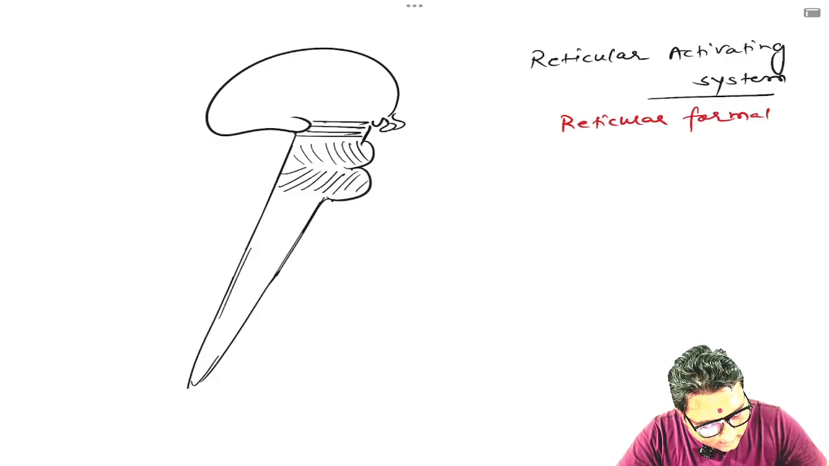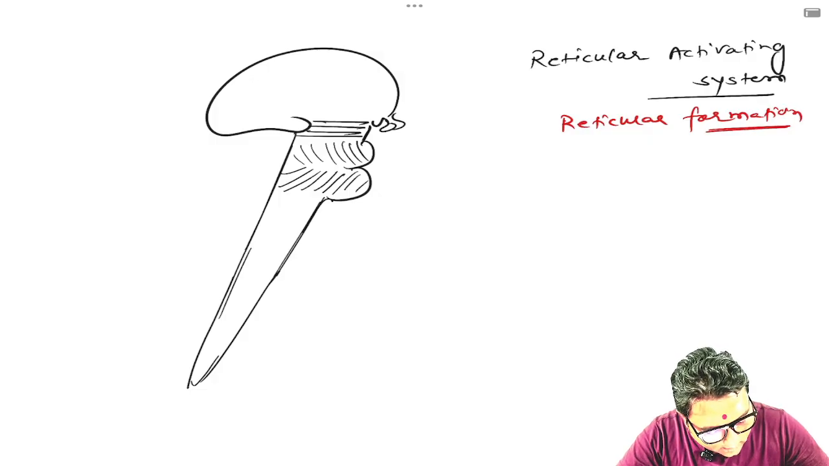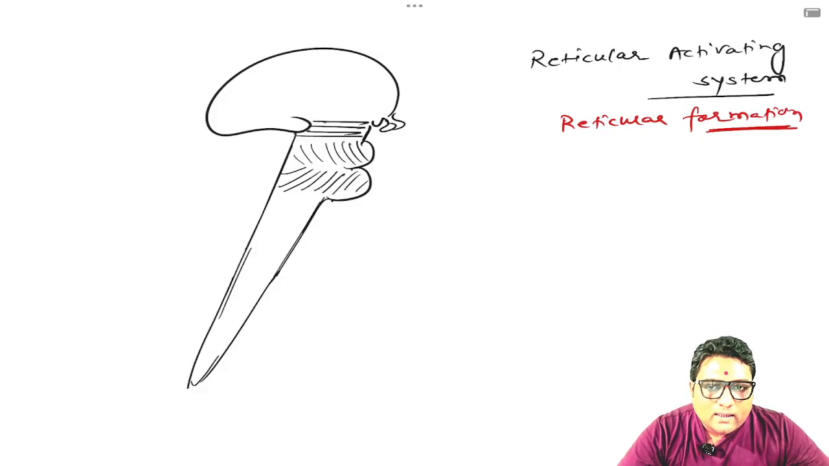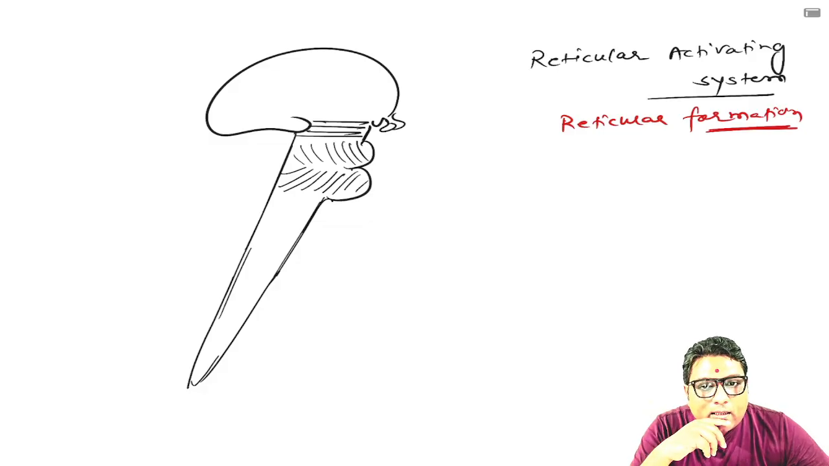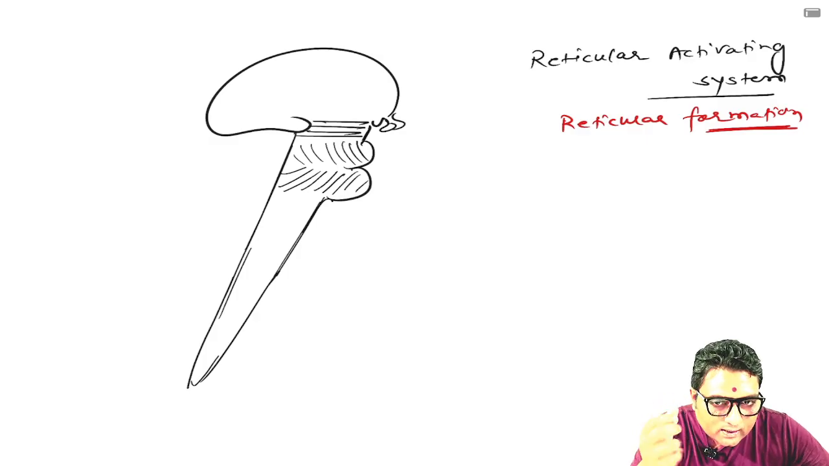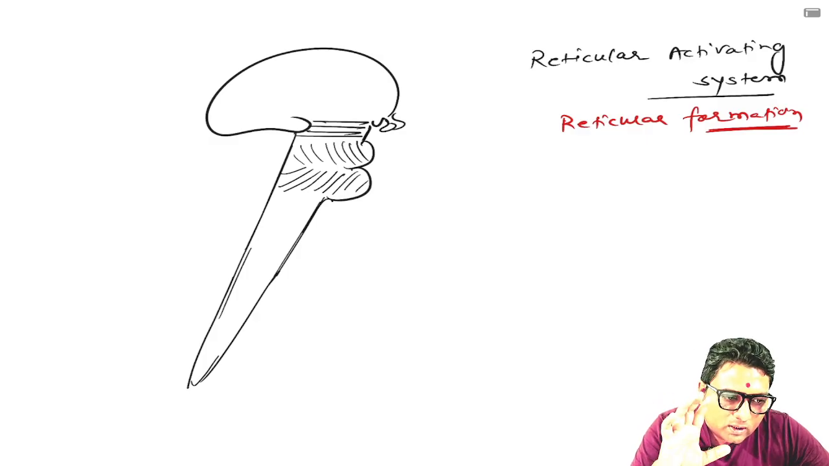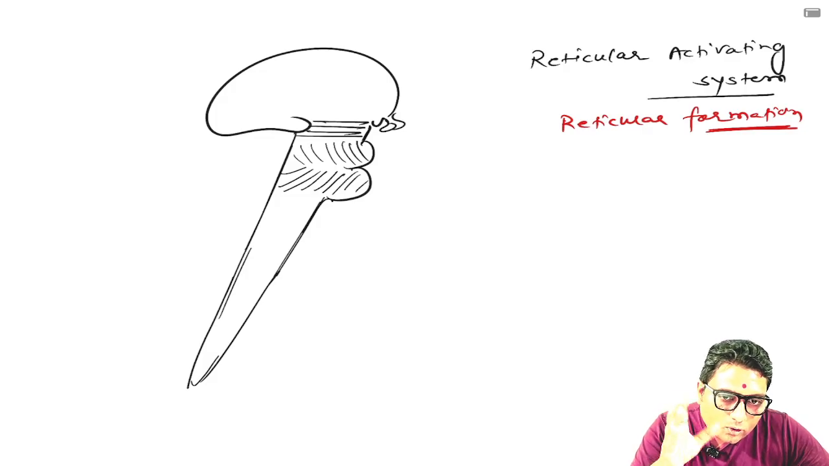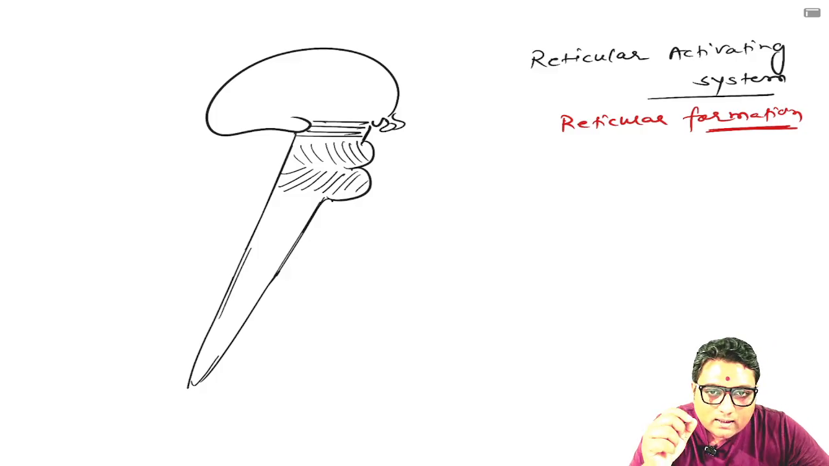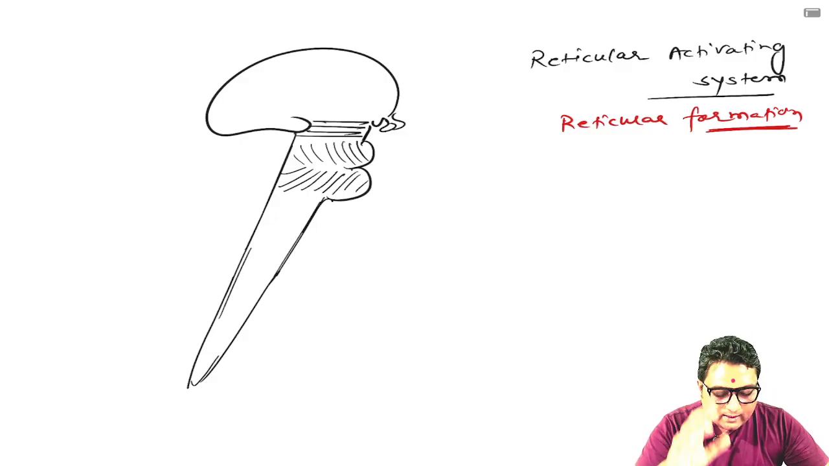Now, why is this name formation given? As we all know, the central nervous system is made up of gray matter and white matter, and gray matter is nothing but a collection of nuclei. And what are nuclei? Nuclei are made up of groups of cell bodies present within the central nervous system, and if this group is present outside the central nervous system, in the peripheral nervous system, it is called ganglia.